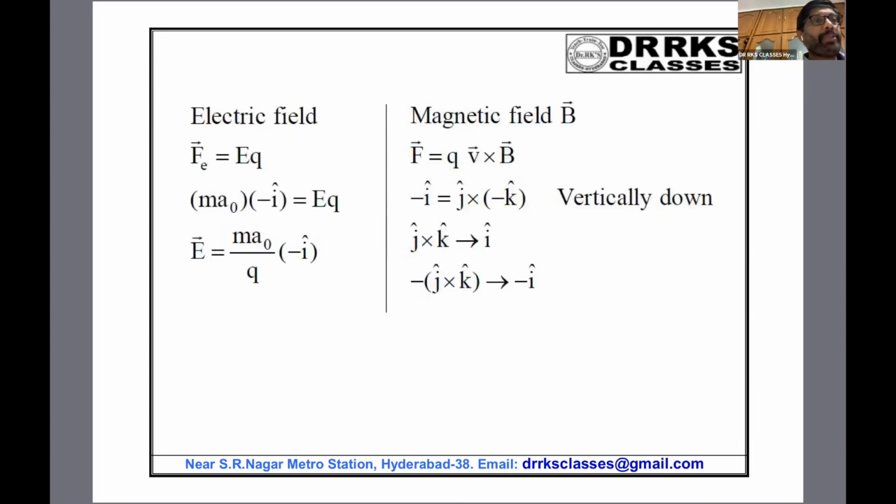So these are some important models related to electromagnetic waves and Maxwell's equations also.